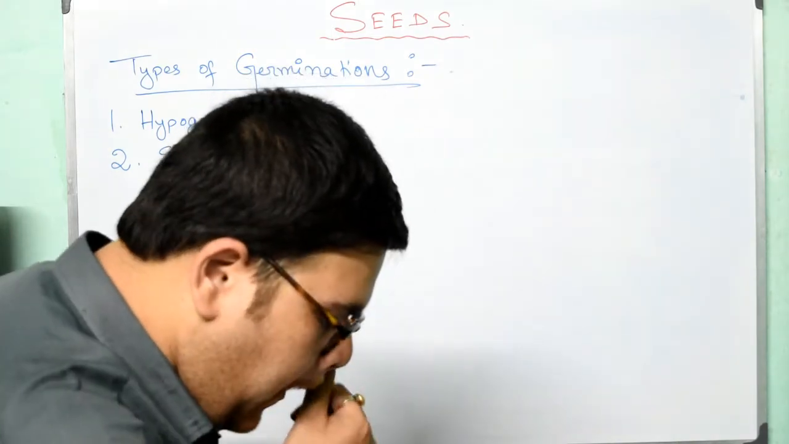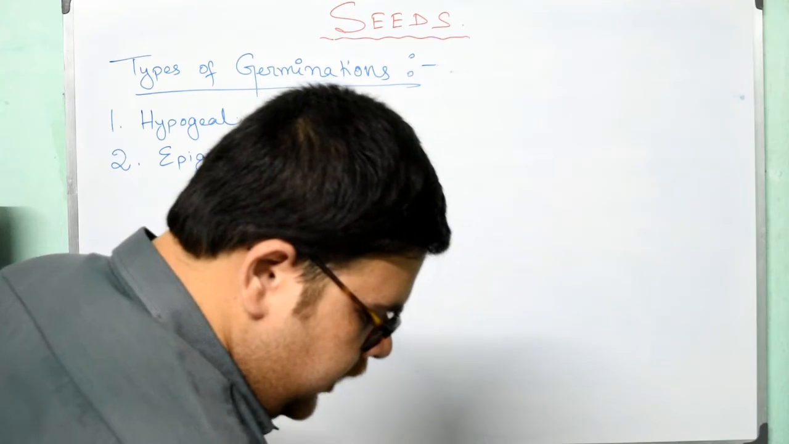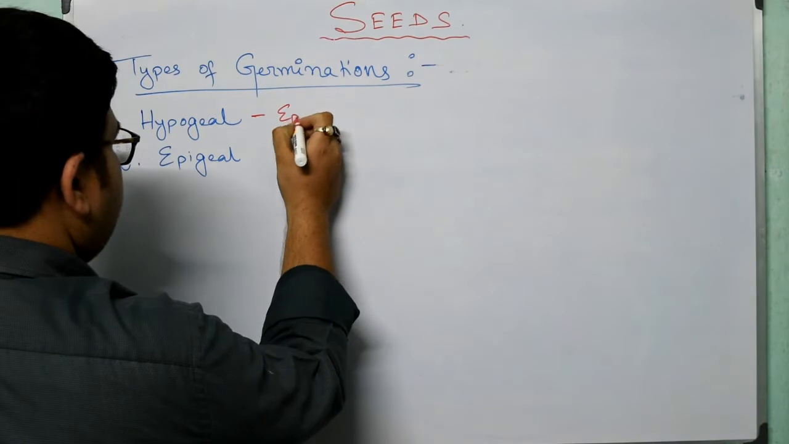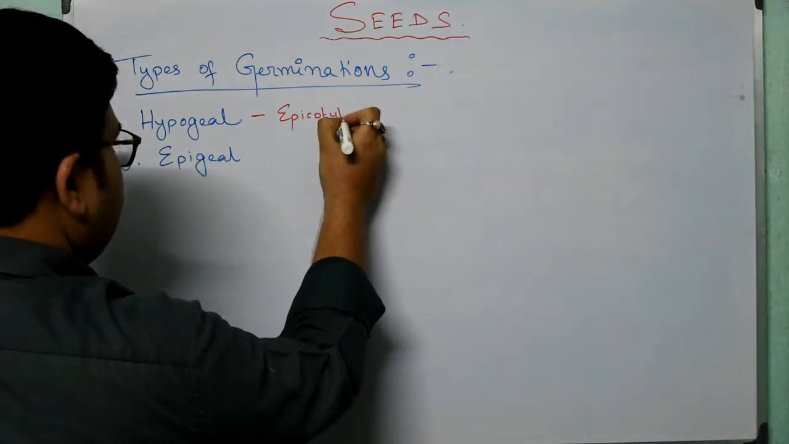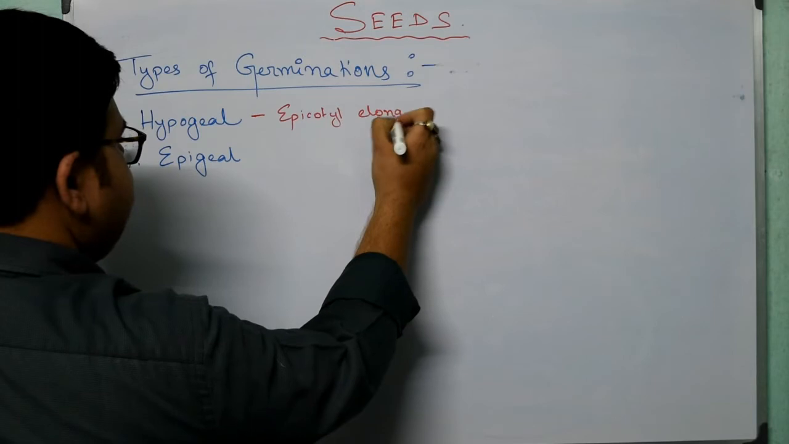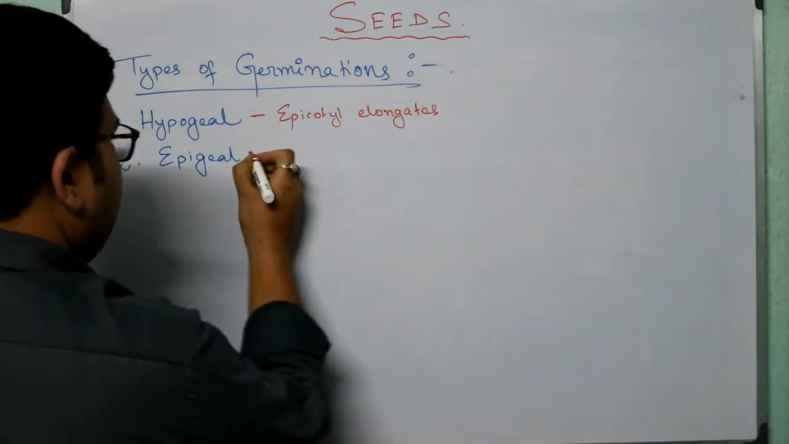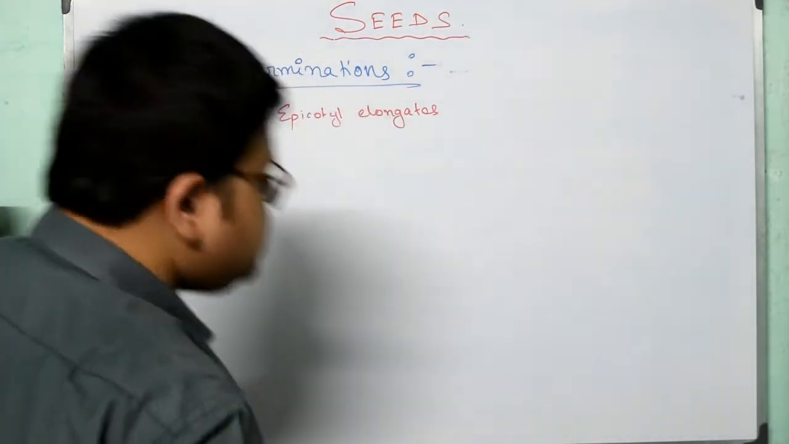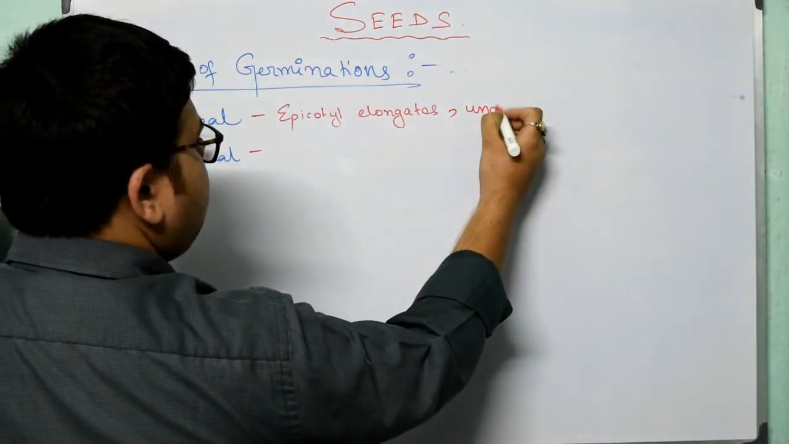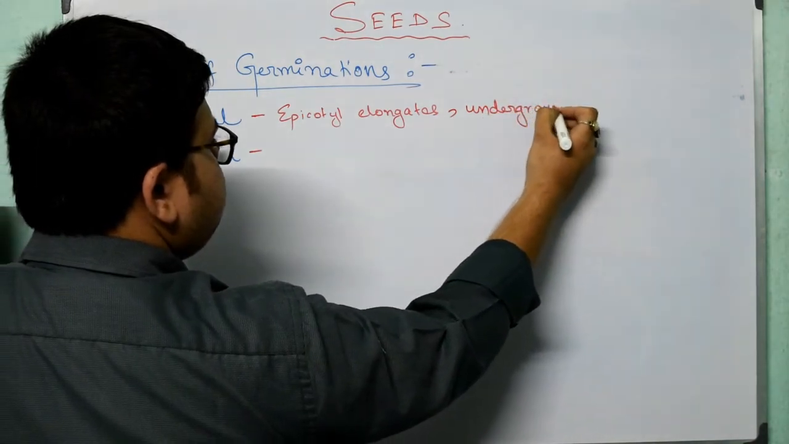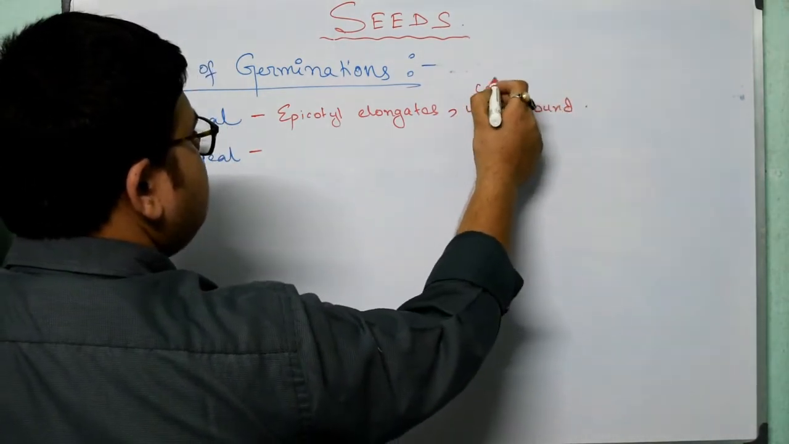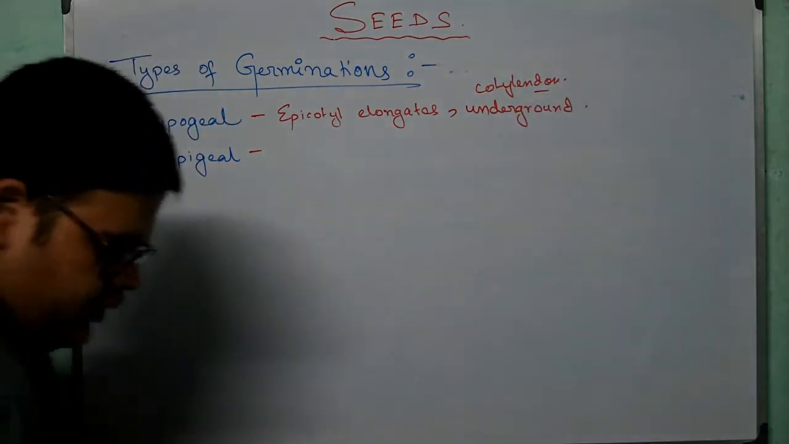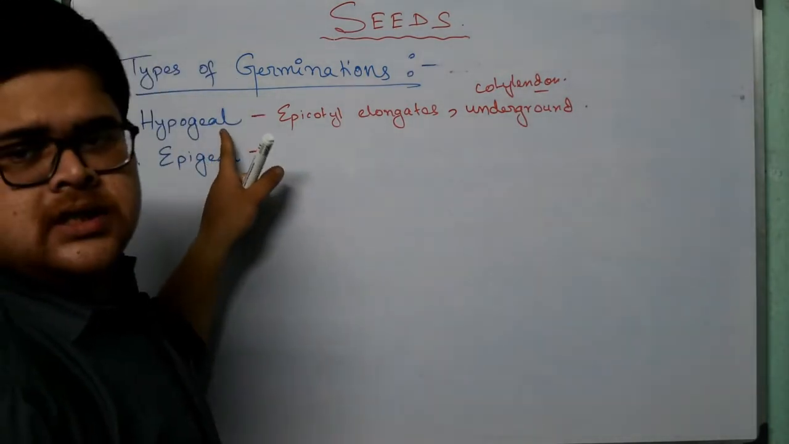Now, if the epicotyl elongates, see, this epicotyl elongates and the cotyledons remain underground, and we will call it hypogeal germination.